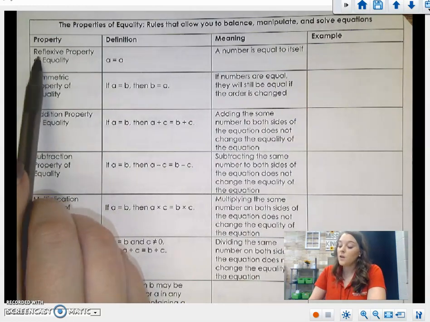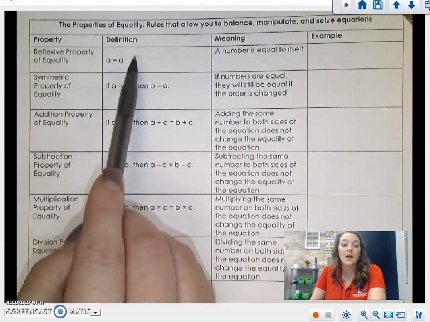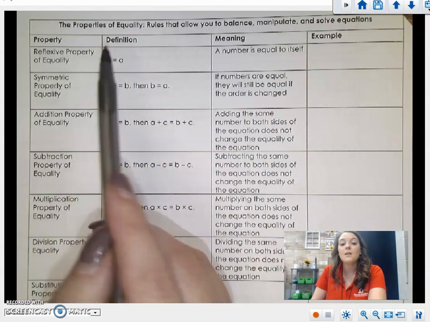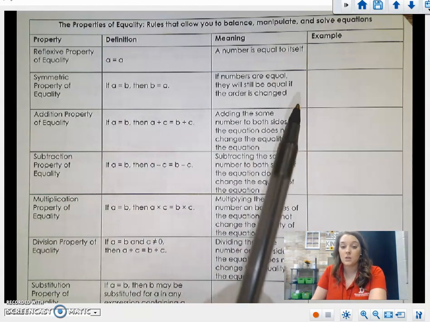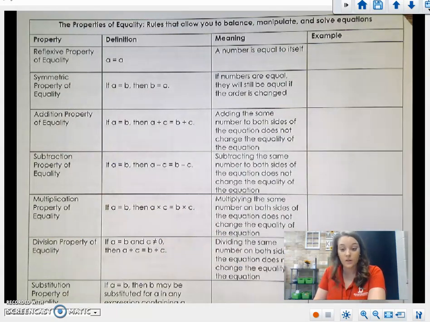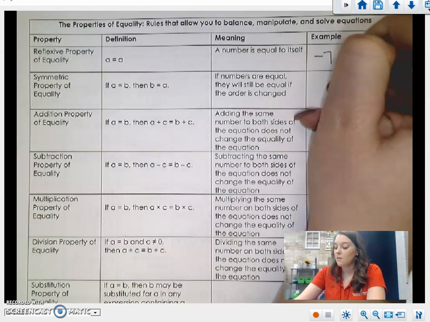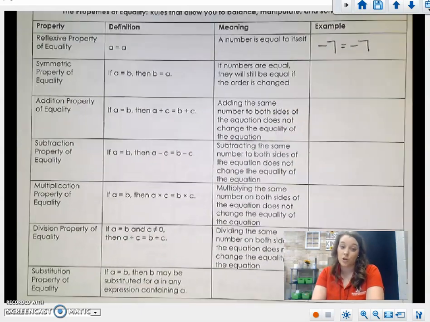So the first property is the reflexive property of equality, and that just means that A equals A. Whatever you have on either side of this equal sign means that they are equal to each other. And always a number is equal to itself. So 2 is equal to 2, 5 is equal to 5, -7 is equal to -7. So I'm going to give that example, -7 equals -7. That is true. It will always be true.